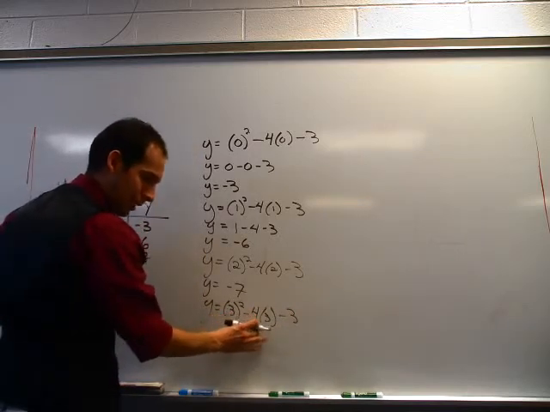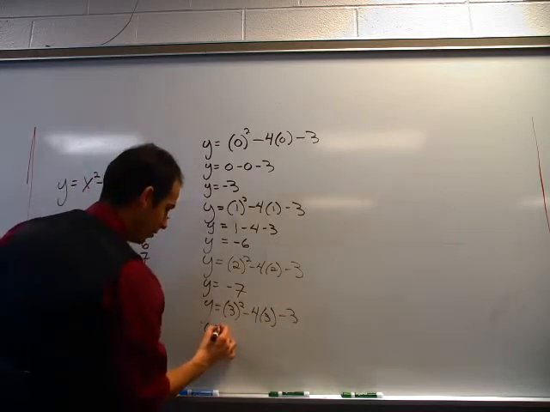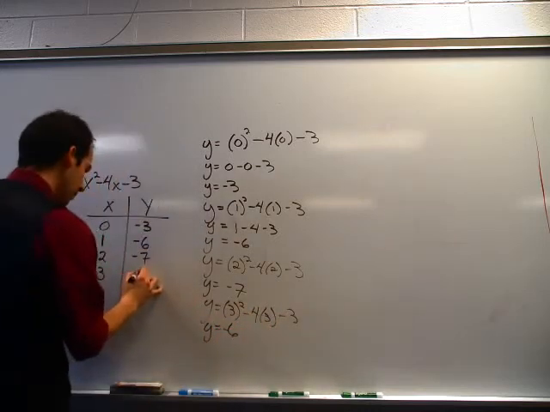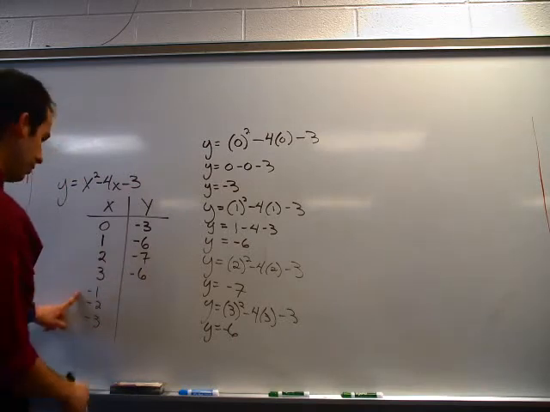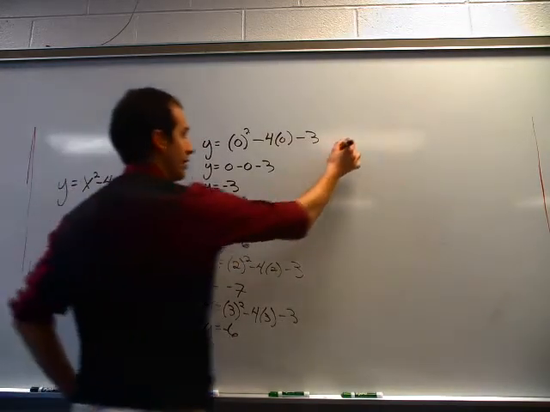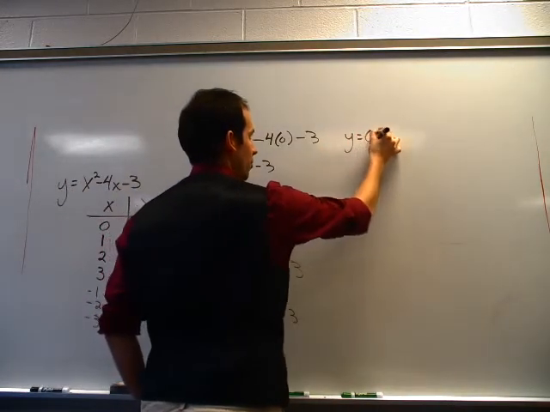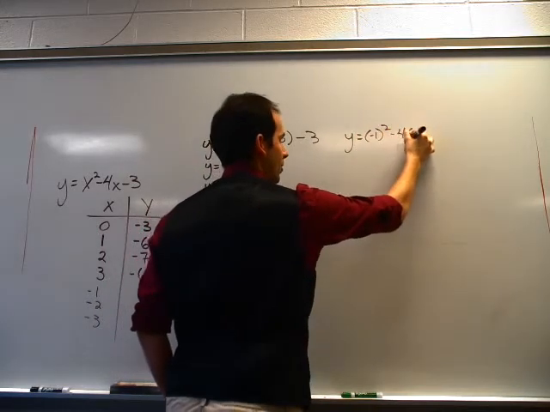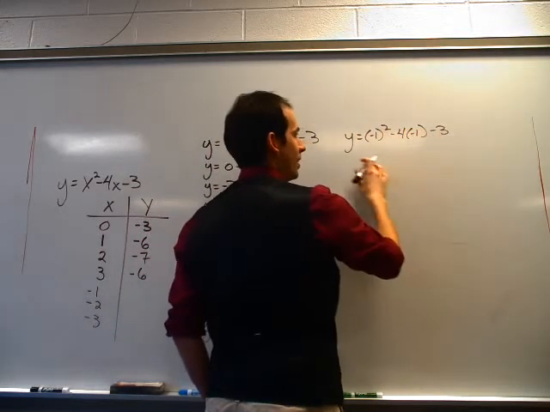9 minus 12 is negative 3. Minus 6, or minus 3 is negative 6. Minus 6. Okay, we're going to continue going. So negative 1 plugs into this thing. So I got y equals negative 1 squared minus 4 times negative 1 minus 3.